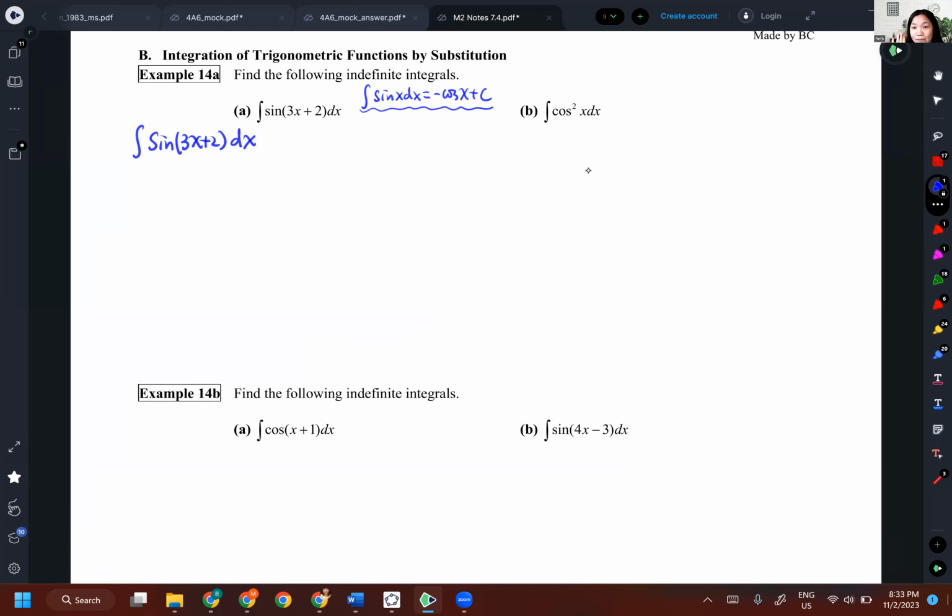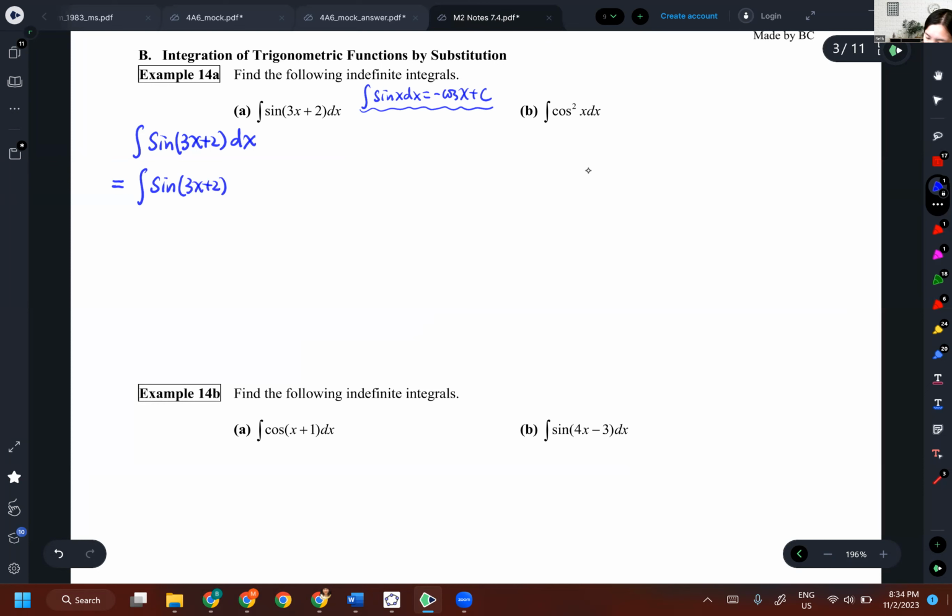That's not the same. It's weird that in integration, this kind of algebra, a slight change in the function changes everything completely. That means the result is not negative cosine. It's something else. So bear with me. In order to use the basic formula, what you need to do is change dx. Sorry, made a mistake. You need to change dx.